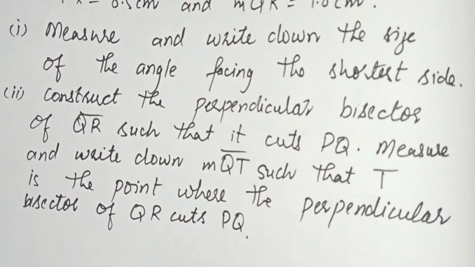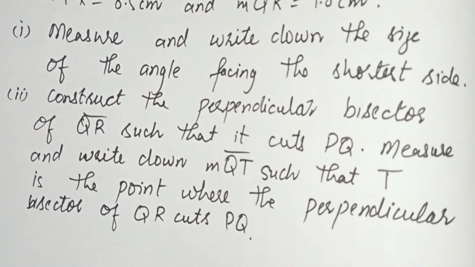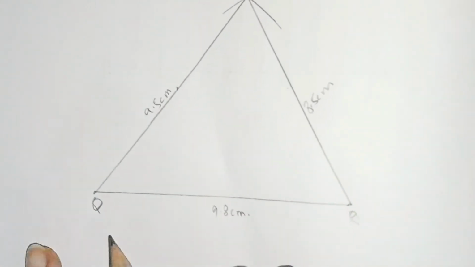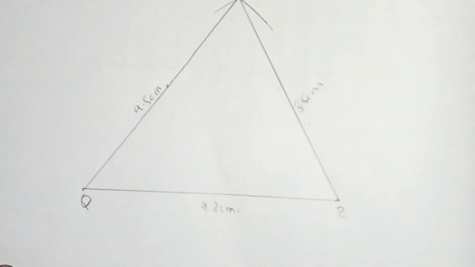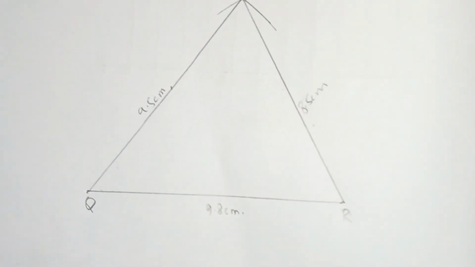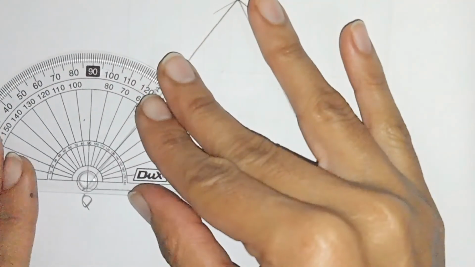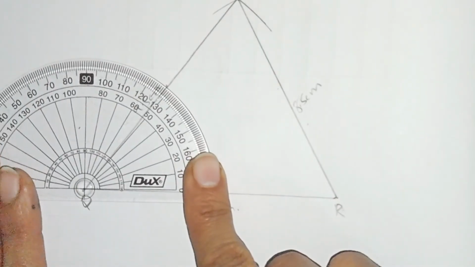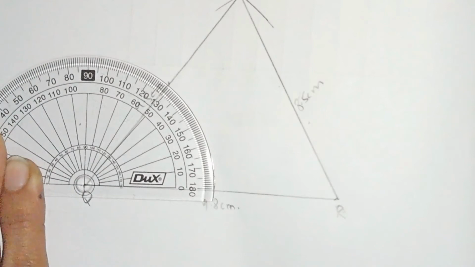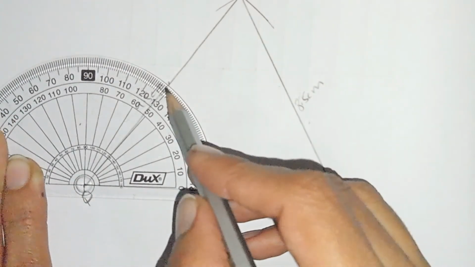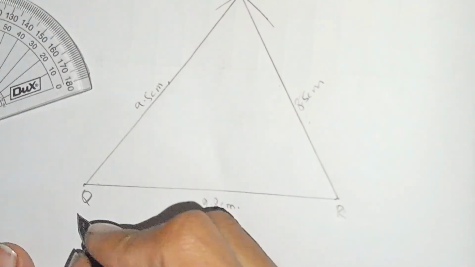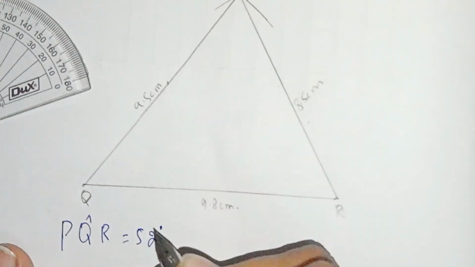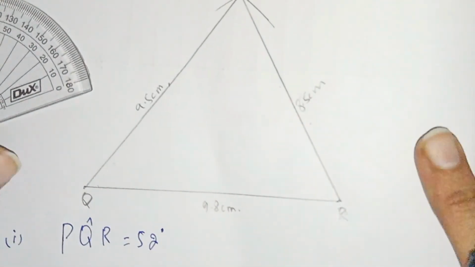Now students, part number 1: measure and write down the size of the angle facing the shortest side. Now we have to measure, right. Now students, we have to write that angle. This is facing the shortest side. Now we have to measure it and write the answer. Now we have to measure that angle and this is equal to 52 degrees, and angle PQR is 52 degrees. And this is part number 1.